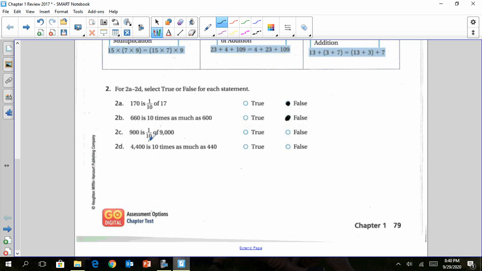900 is 1/10 of 9,000. Now, this is a true statement because 900 is 10 times smaller than 9,000. It has one less zero than 9,000.